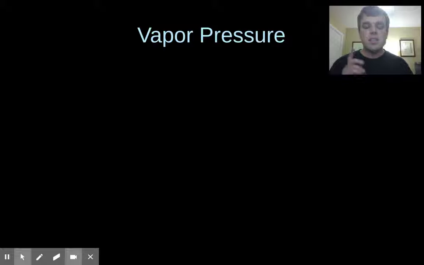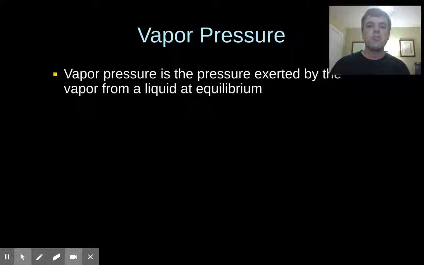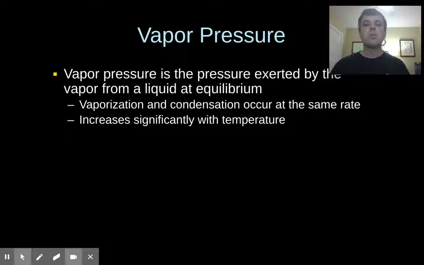Now we've got a new topic to talk about, although it's not really new. We've been discussing this quite a bit. Vapor pressure is the pressure exerted by the vapor from its liquid at an equilibrium. In other words, when evaporation and condensation are occurring at similar rates. Vapor pressure increases significantly with temperature. In other words, the higher the temperature, the more vapor you'll have above a liquid.